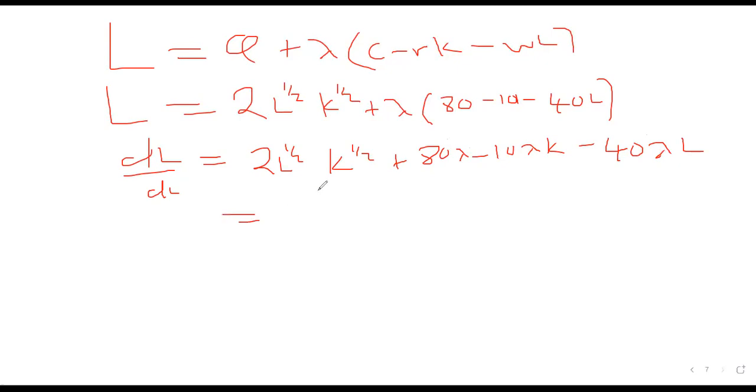So what is the partial derivative here? The K is what? Dummy. And here we're going to have L to the negative half. Here there is no L, it is 0. Here there is no L, it is 0. 40 lambda L is simply minus 40 lambda. So the first thing is we differentiate, then you equate to 0.